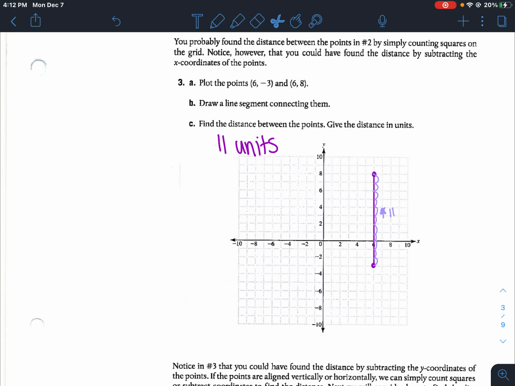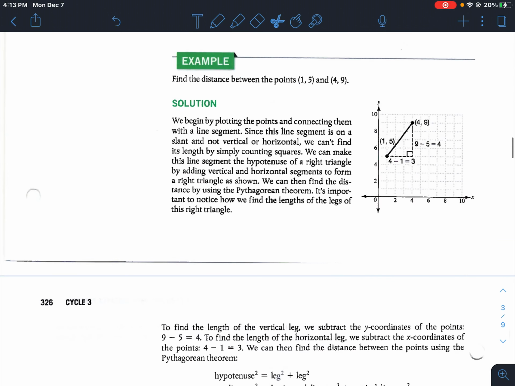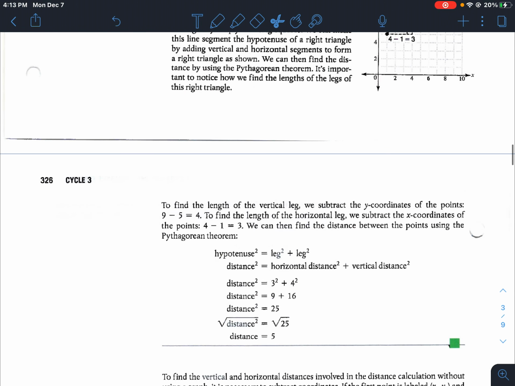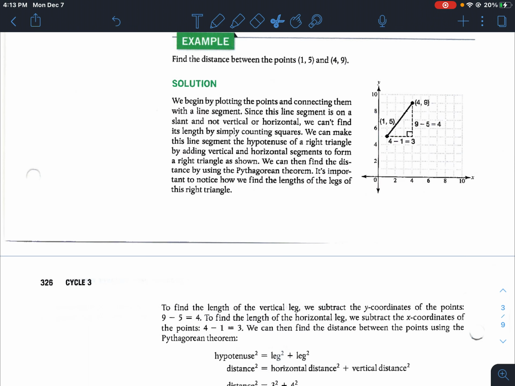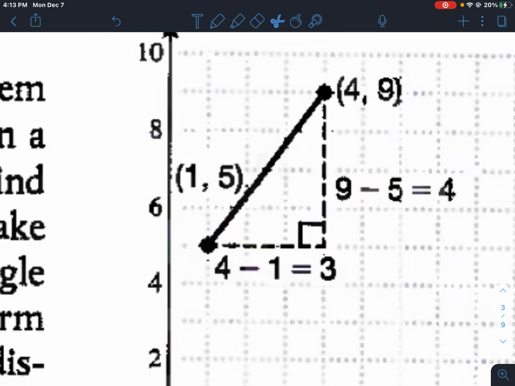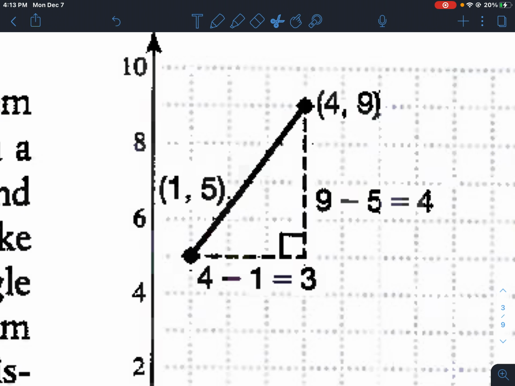All right, and then moving on, we have a couple of different examples here. Notice that when we have horizontal and vertical lines, they are very easy to count because we can just count the boxes. When we have diagonal lines or lines that are going through the grid lines on the graph, it gets a little bit harder. But I can always create a right triangle between the 2 points.